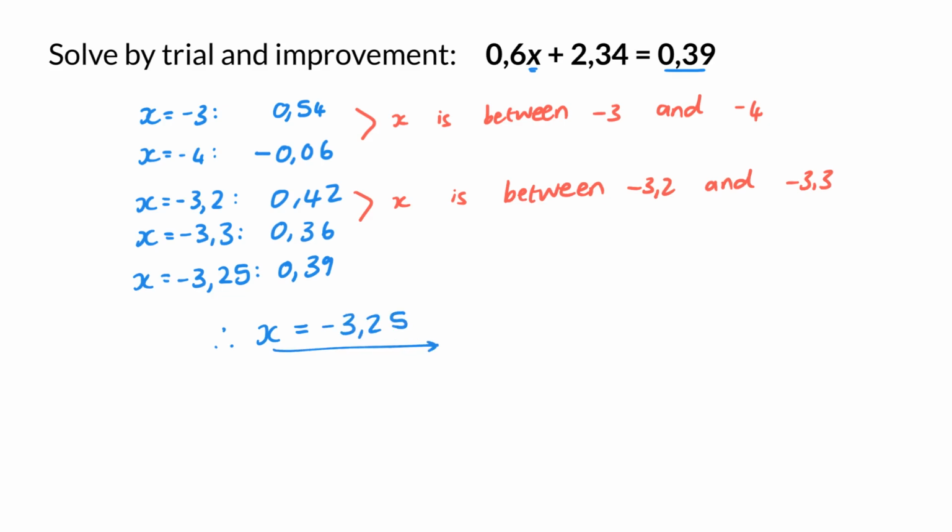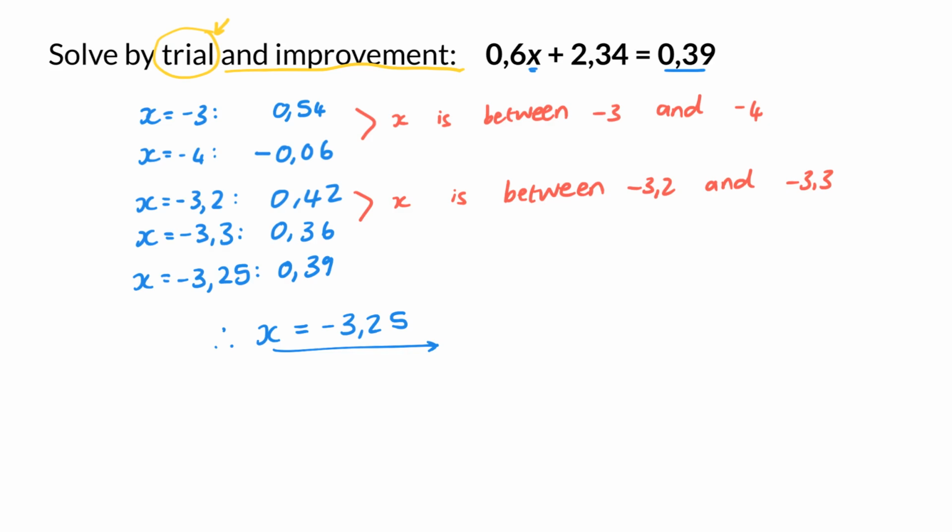Now let's take a look at the method I used. I didn't just guess wildly. I started making a bit of sense of the equation and thinking x must be negative. Then I honed in closer and closer until I got to what the value of x is. So it's not just solving by trial, it's solving by trial and improvement. So after making a trial, which is like a try, if it doesn't work, improve on that value and see if you can get closer and closer.